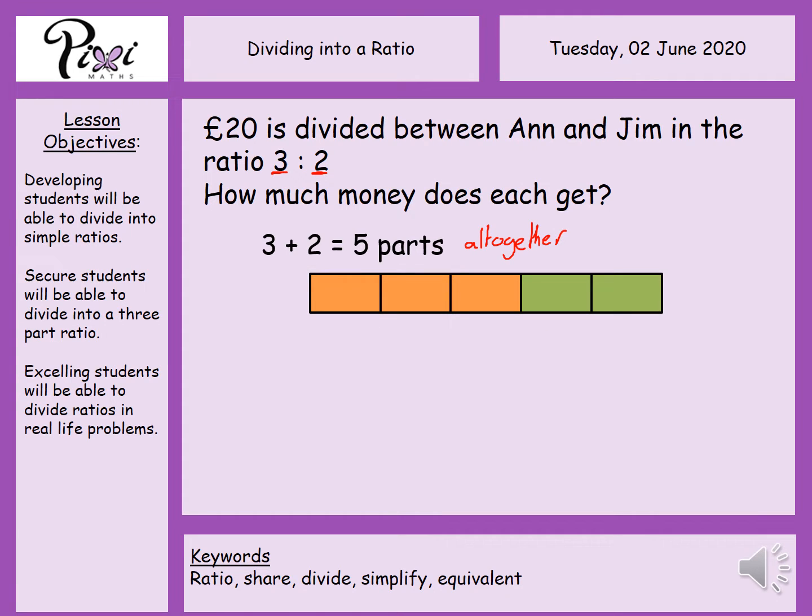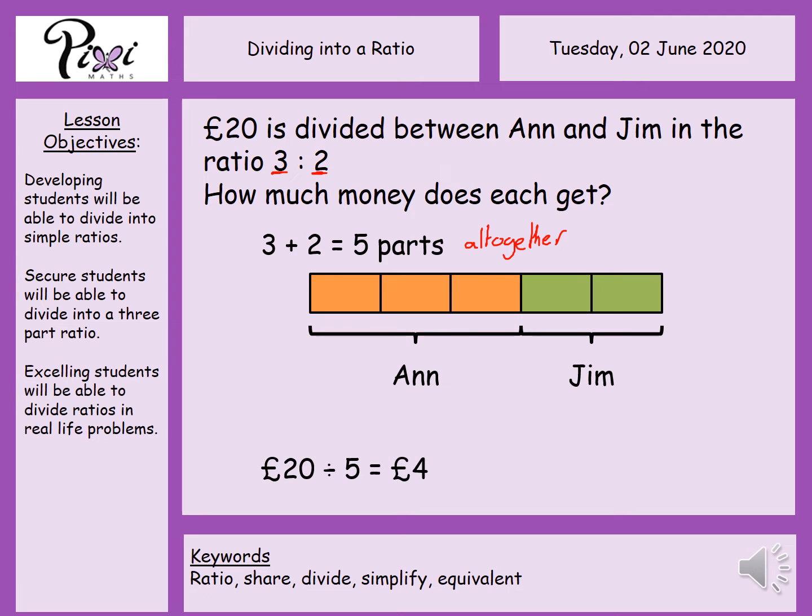So here we go, split it into 5 parts, and we can see we've got 3 red parts, that represents the ones Anne's going to get, and we've got 2 green ones, that's what Jim's going to get. So we need to work out how much each of these parts is worth. We know we've got £20 in total. We need to work out what one of these 5 parts is worth.